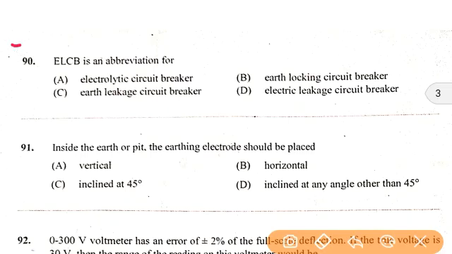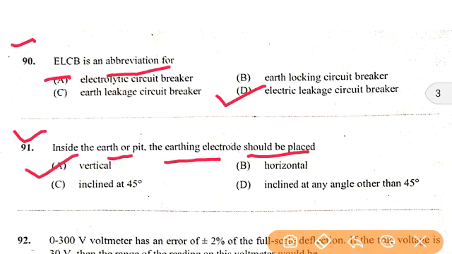In the next question, ELCB is an abbreviation for earth leakage circuit breaker, it is a circuit breaker. Option D will be the correct answer. In the next question, inside the earth's orbit, the earthing electrode should be placed vertically. Option A will be the correct answer.